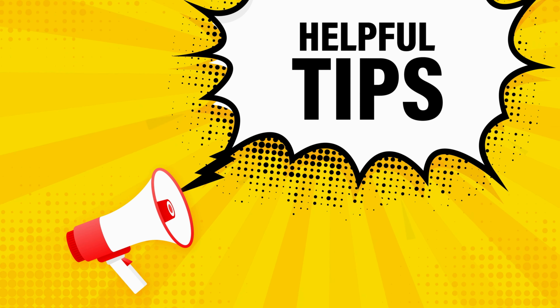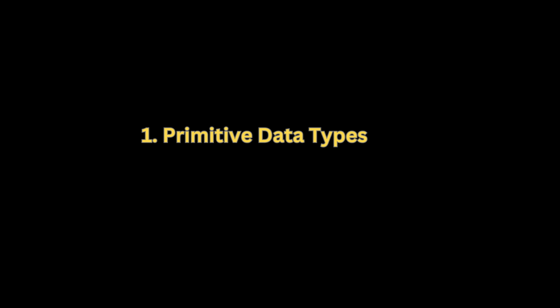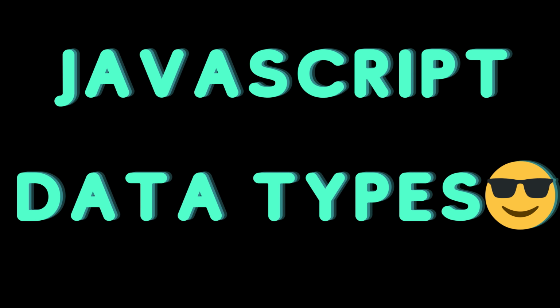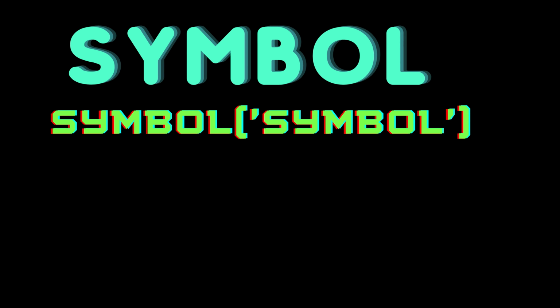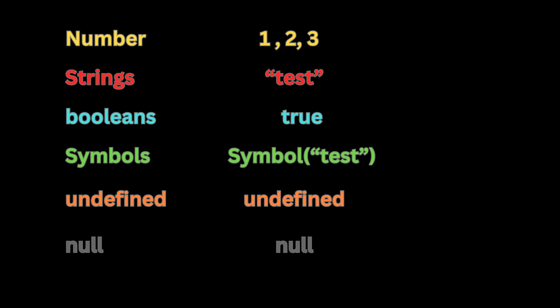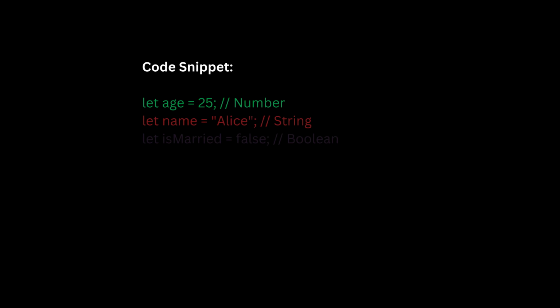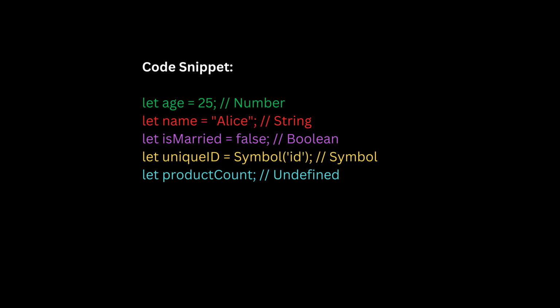Stay tuned. Primitive data types are the basic types of data. They include numbers, strings, Booleans, symbols, undefined, and null. These types hold a single value and are immutable, meaning their values cannot be changed once created. Each line here represents a different primitive data type.